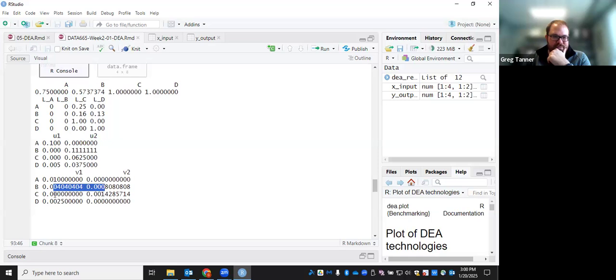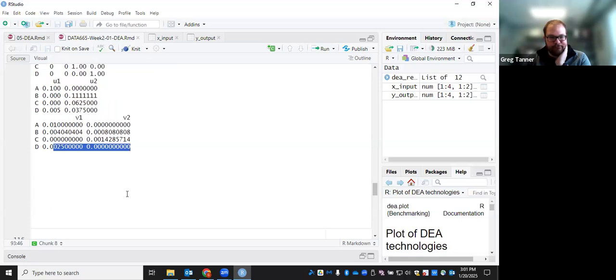And here are the relative importance of the outputs. B puts some value on both of the outputs, but A says the first output's more important. C says the second output is more important. D says the first output is the only important one. Okay.